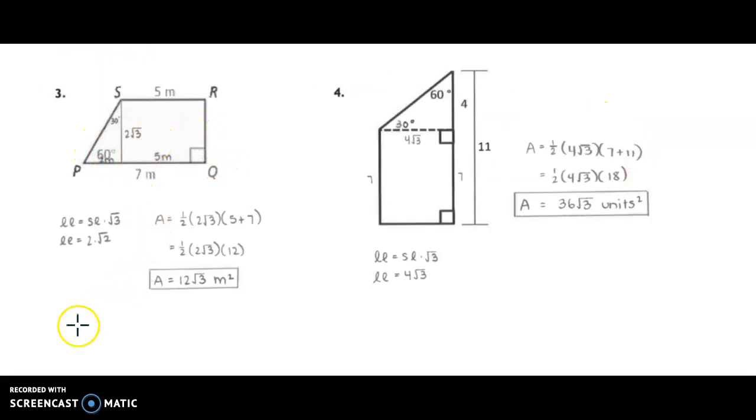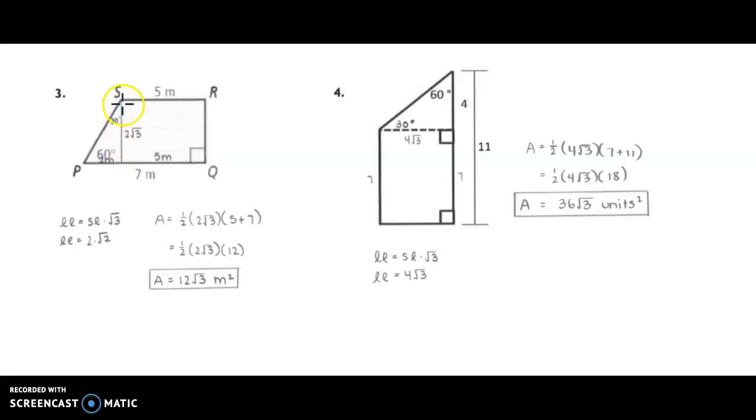A couple more examples here. Again, using the special right triangles for 30-60-90, depending on what you're given. Here, I think you have to figure out the height. You're given the bases of 5 and 7, right? And again, if this whole thing is 7 and this is 5, this must be 2 that's left over. Well, the 2 is across from the 30 degrees, which means that's the shortest side.